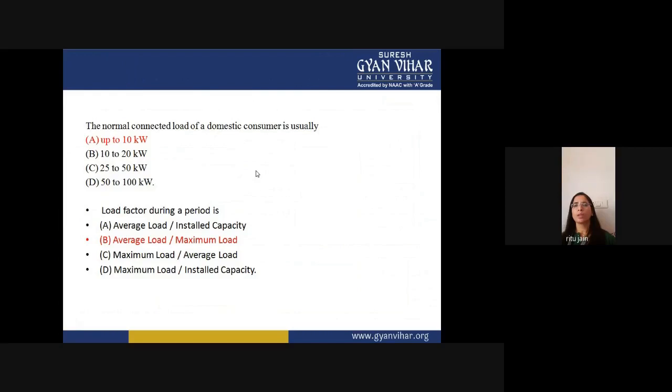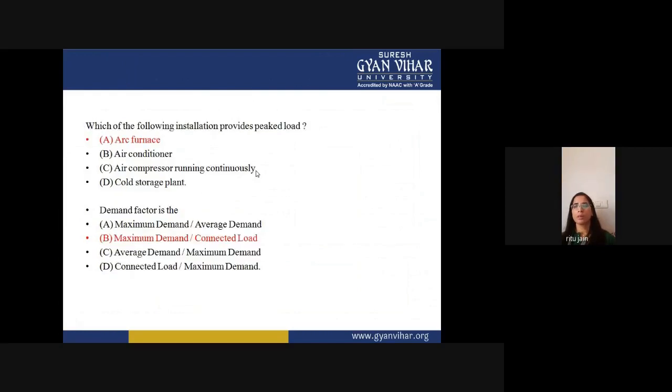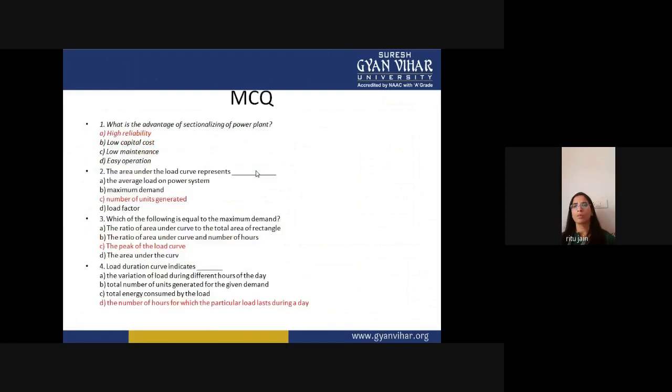Load factor during a period is the average load divided by the maximum load, and the demand factor is the maximum demand upon connected load. What is the advantage of sectionalizing of a power plant? It is necessary for high reliability. Whatever your demand is, it must be fulfilled. So for high reliability, sectionalizing of a power plant is required.